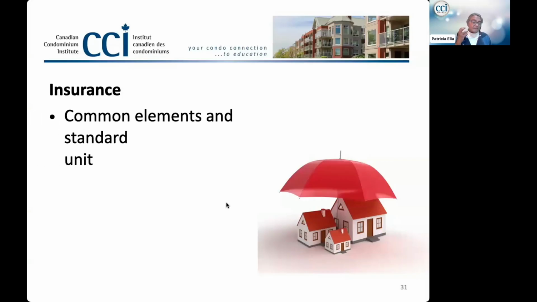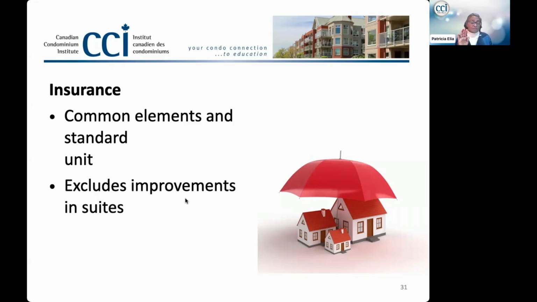And that's one thing that's very important to understand about these policies that are mandatory if they're available. But also, we have a standard unit that is implied to exist under the Act. What the standard unit does is that, in the event of an insurable loss, it sets the standard for replacement. So that leads to the next point, which is that anything outside of the standard unit is excluded because it's considered an improvement in the unit and therefore will not be covered by the corporation's policy.